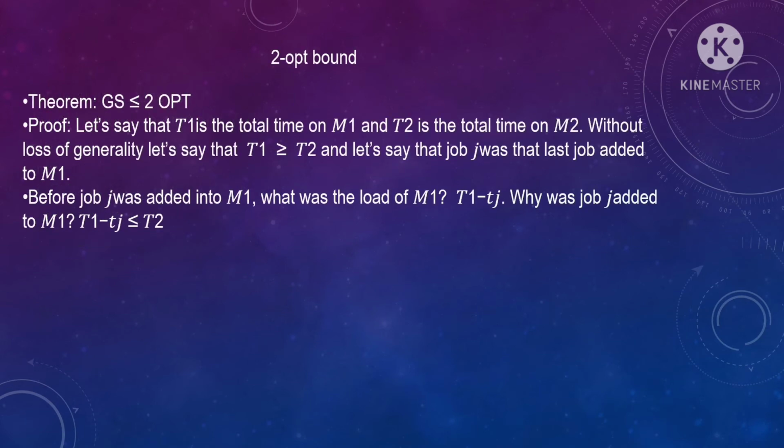Theorem: GS is less than or equal to 2 OPT. Proof: let's say that T1 is the total time on M1 and T2 is the total time on M2. Without loss of generality, let's say that T1 is greater than or equal to T2, and let's say that job j was the last job added to M1. Before job j was added, the load of M1 was T1 minus Tj, while just job j was added to M1.